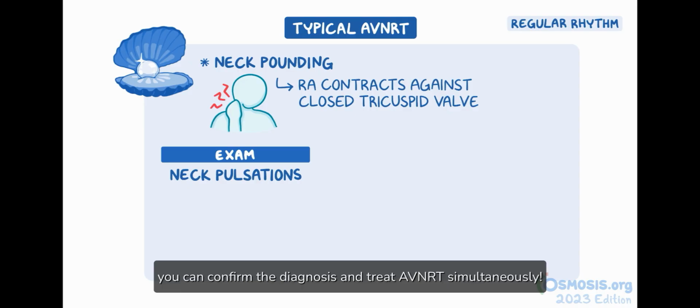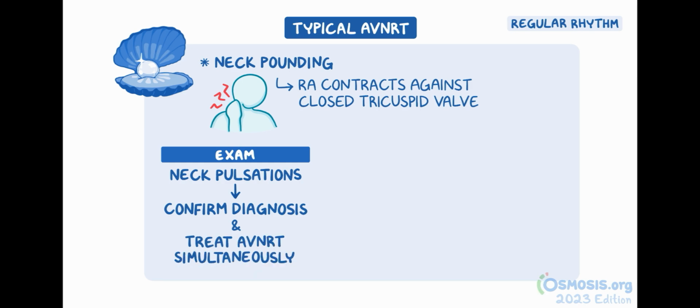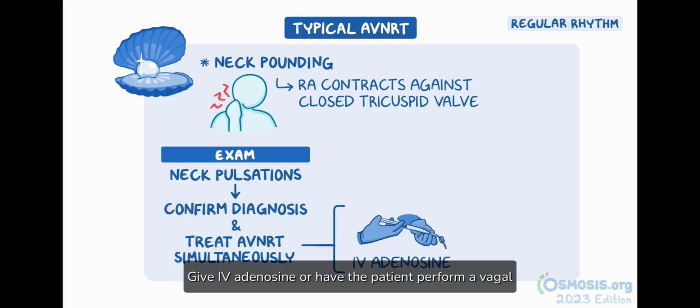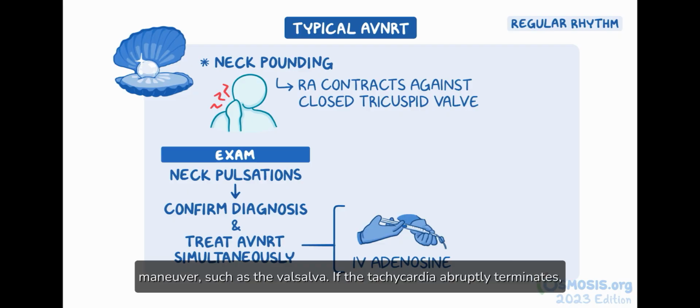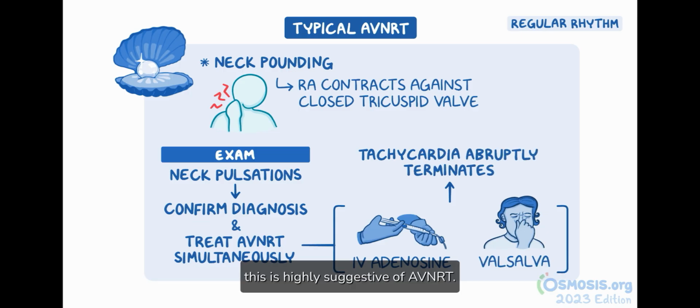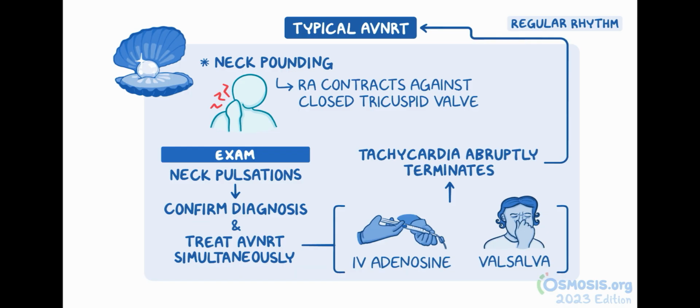Once you suspect it, you can confirm the diagnosis and treat AVNRT simultaneously. Give IV adenosine or have the patient perform a vagal maneuver, such as the Valsalva. If the tachycardia abruptly terminates, this is highly suggestive of AVNRT.